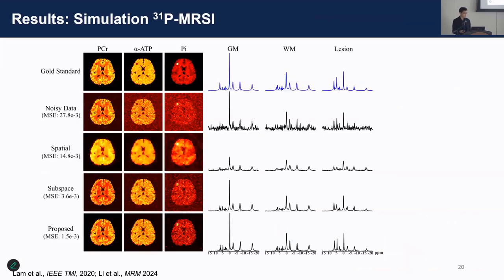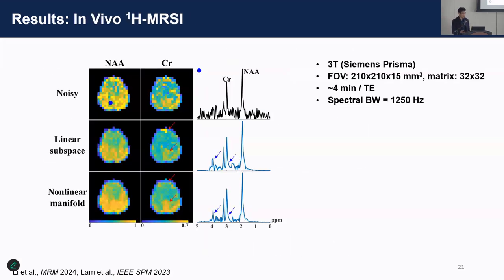Here are some simulation results in which we show that using this learned nonlinear low-dimensional representation, you can achieve better reconstruction compared to other standard methods. In this case, it simulated 31P MRSI, which is known to have larger spectral variation due to pH changes in vivo. And here's another in vivo proton MRSI dataset. As you can see here, again, using the learned nonlinear representation, you can achieve a better reconstruction, with better contrast for some of the molecules here, as well as better spectral quality, as indicated by this arrow here.